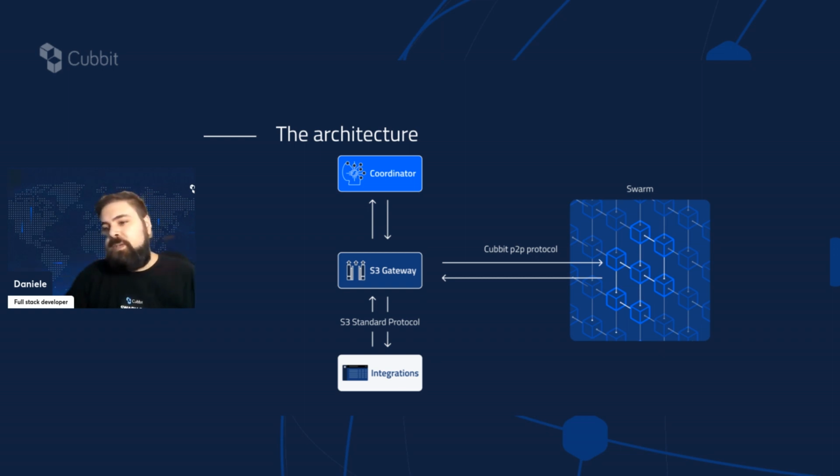We can start from integration. For example, your VM or our web console that we are going to see in a few minutes. Those integrations will speak the standard S3 protocol. It's a more than 20 years old standard that a lot of different software can speak, and it communicates with our S3 gateway. This gateway performs a translation from the S3 standard to our internal peer-to-peer protocol. And then the data will be scattered across more than 40 Cubbit cells all across your network.